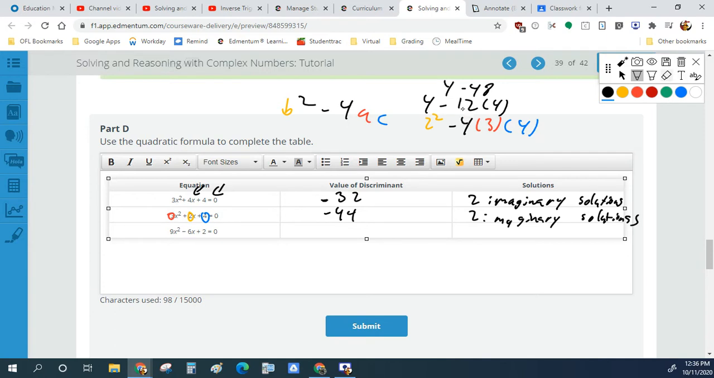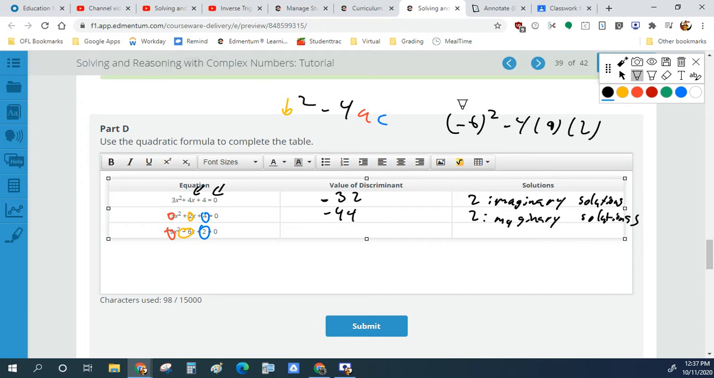All right, now let's move on to the next one. Again, I'm going to look for my a, b, and c. I have my b in yellow, so my b is negative 6. And then I have this 9, and here I have this 2. So when I'm doing this, I'm going to say negative 6 squared minus 4ac, that's 9, and positive.